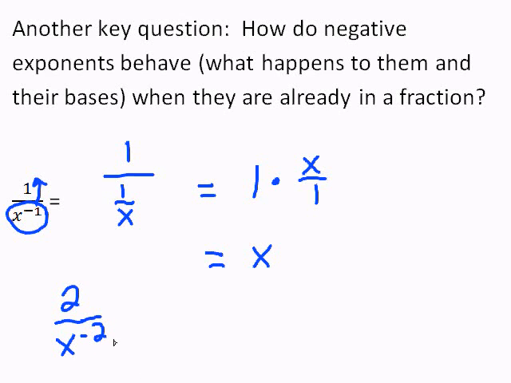Well, I could change that negative exponent to a positive exponent by moving my base, which is x, from the bottom to the top, and changing the negative 2 to a positive 2, leaving me with 2 times x to the positive 2.